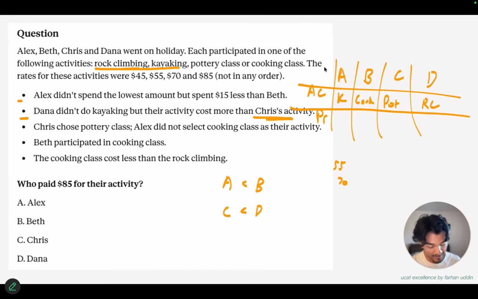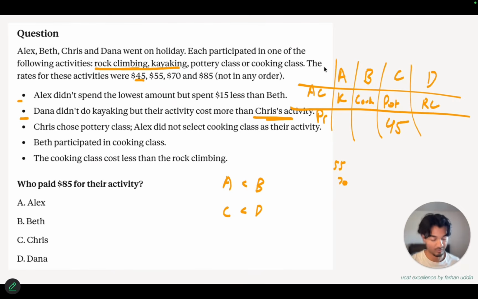Now, what about if we have Chris as 55? Well, we know Alex is either 55 or 70, so that means Alex is here. That means Beth must be here because that's a $15 difference. And that means Dana is here, but that doesn't meet the constraint of Dana having to cost more than Chris. Here, Dana is less than Chris, so that one doesn't work out. And so the only thing that we're really left with here is Chris being the person that had 45. So we can pop that down now as 45.